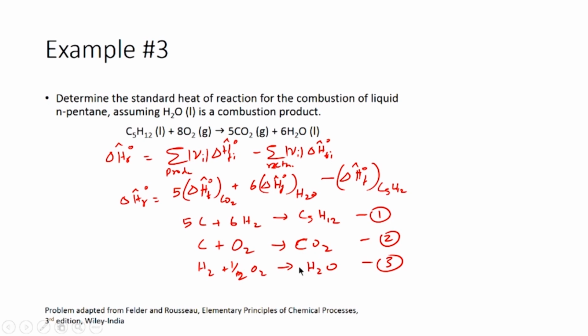Here we have only 1 mole of carbon dioxide and 1 mole of water being produced. So, we will have to multiply reaction 2 with 5 and reaction 3 with 6 to get the same number of moles of water and carbon dioxide as in the reaction of interest. So, let us do that. What we would have would be 5 times reaction 2 plus 6 times reaction 3 minus reaction 1 should give us reaction 4. So, let us see what that would be.